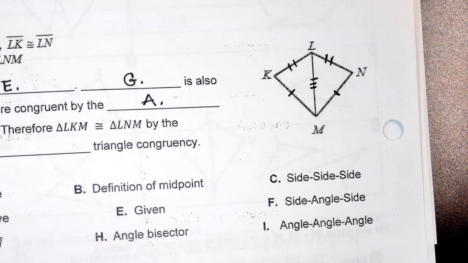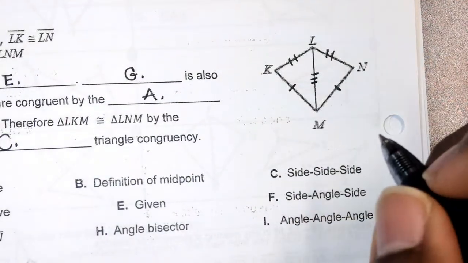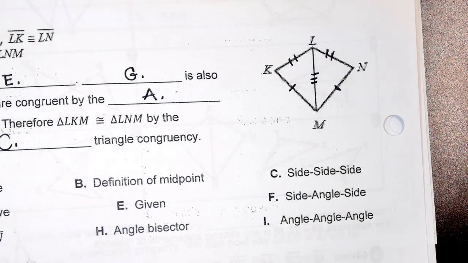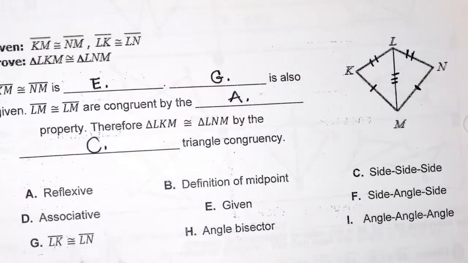And then it says therefore LKM is congruent to LNM in those triangles by which triangle congruency? Side. I thought you was joking. Yeah, side congruency. So that's the one, that's a paragraph proof. Same thing, just in paragraph form.